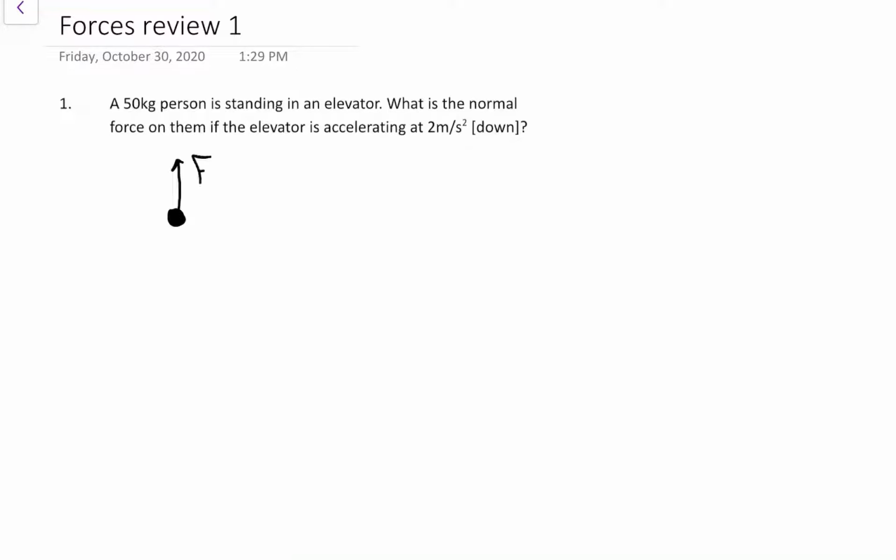In this case, a person standing in an elevator has the normal acting upward on them and gravity acting downward. Since they're accelerating down, I know that gravity is winning that tug of war, so I'm drawing the gravity force as being a little bit longer. Also, when I set up F net equals ma, since it's accelerating down, I'm going to make down positive. And then by default, the normal force is going to be a negative force.